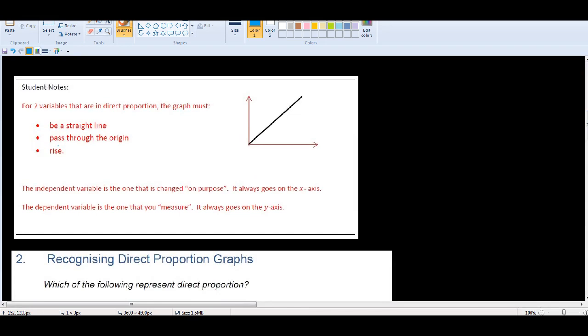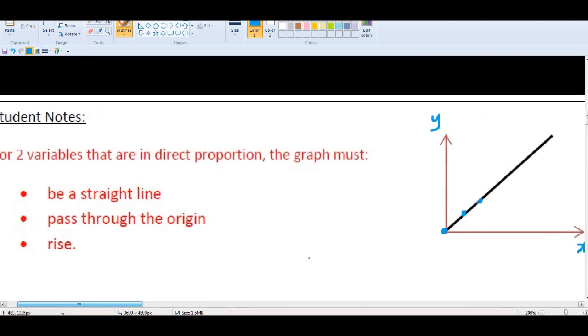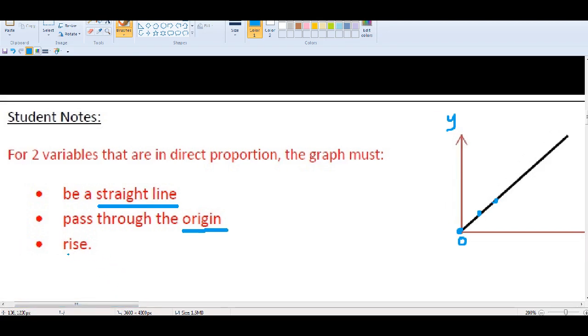Okay, so for two variables that are in direct proportion, we will have x and y as two variables. You will have some points, and for all these points, when you connect them together, you see a straight line. They pass through the origin. The origin is right here, we use O. Also, you will see the line rises.